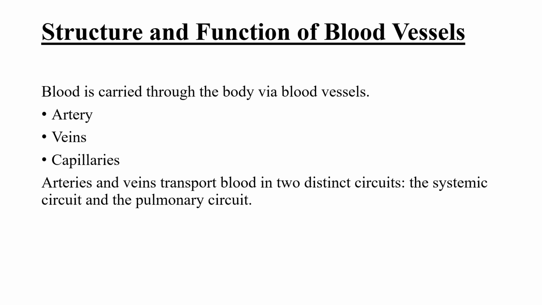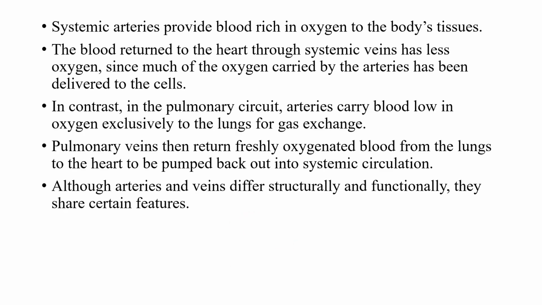The blood is carried through three main vessels, that is arteries, veins and capillaries. Here arteries and veins transport the blood into two distinct circuits, that is the systemic circuit and the pulmonary circuit. And the systemic arteries provide blood rich in oxygen to the body tissues.